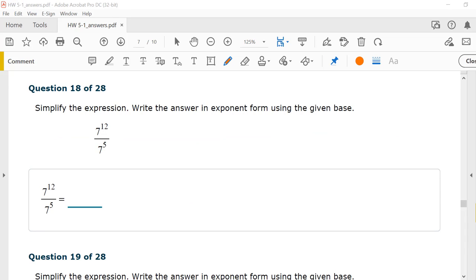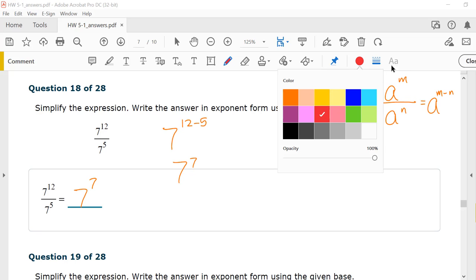Number 18, simplify 7 to the 12th over 7 to the 5th. Okay, I'm going to tell you the rule. A to the m over a to the n is a to the m minus n. When you're dividing like bases, you subtract the exponents. So this would be 7 to the 12 minus 5, which would be 7 to the 7.